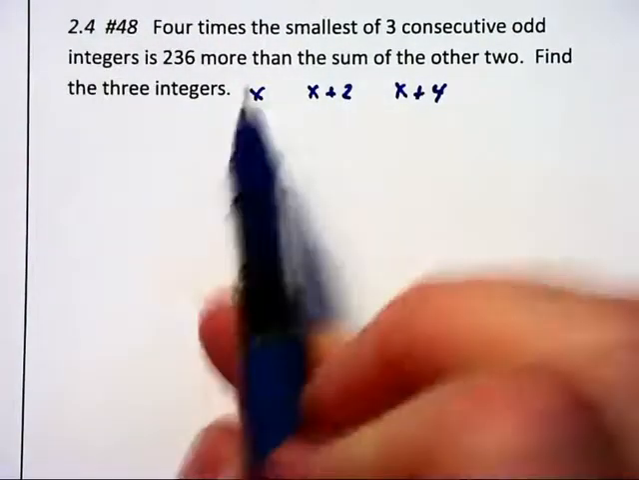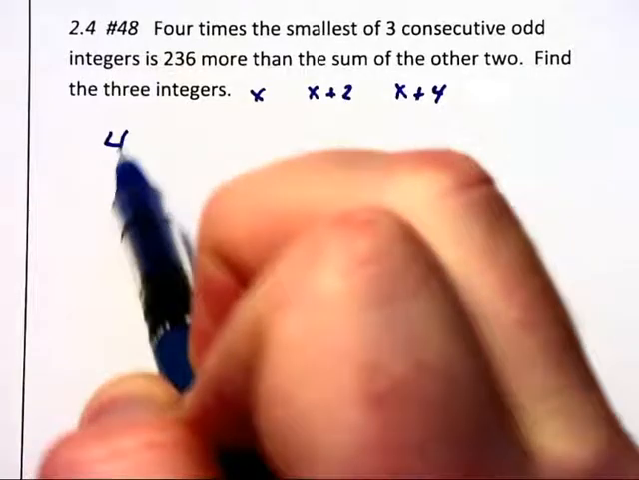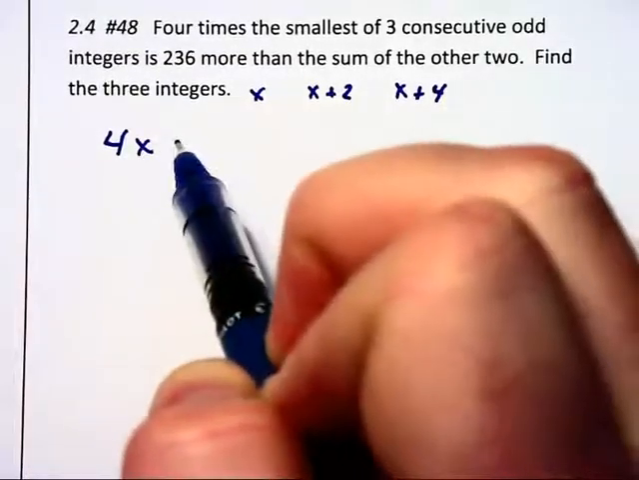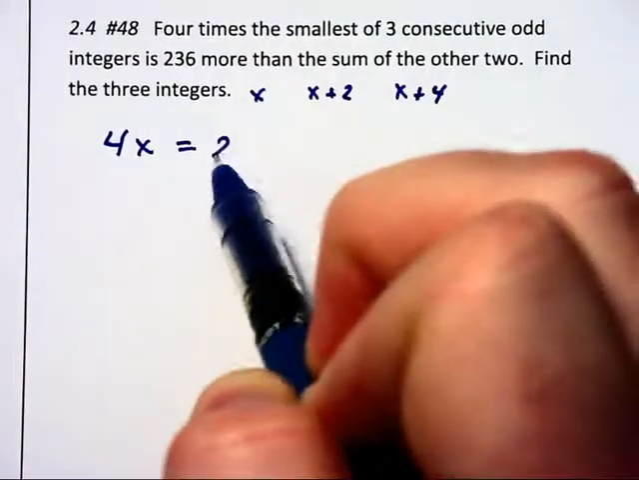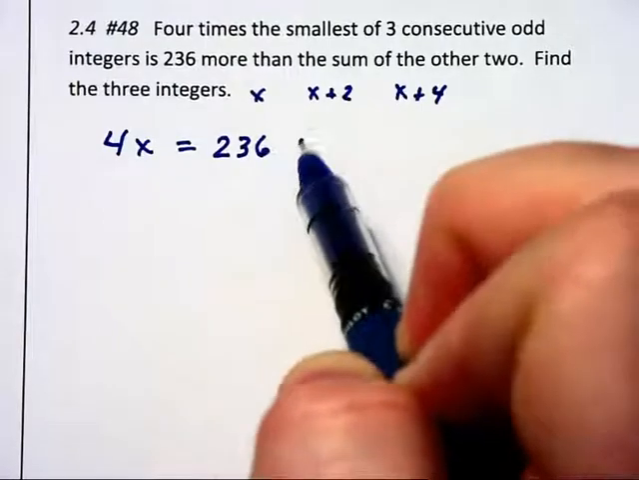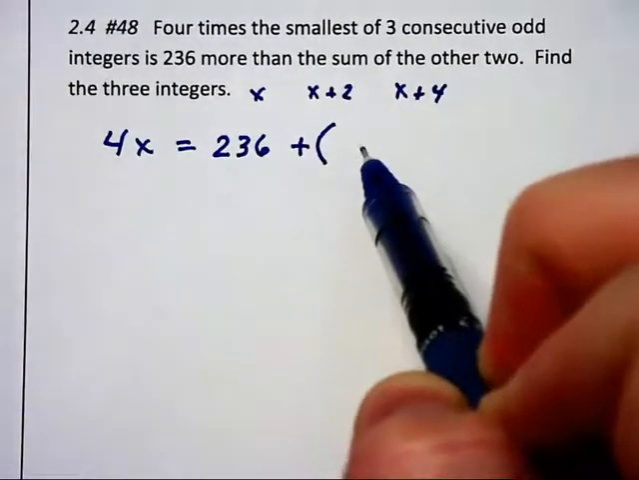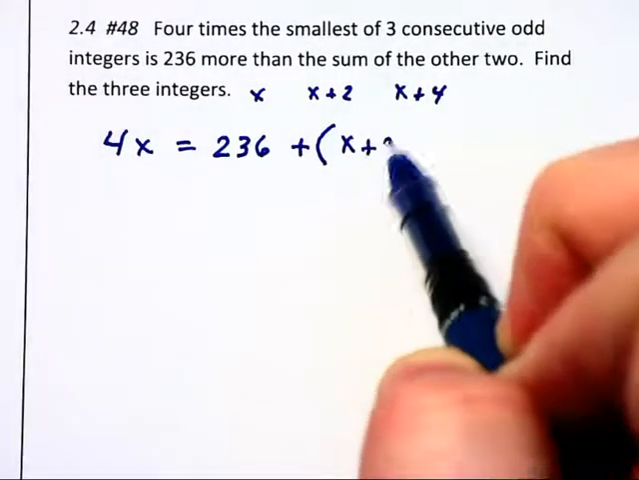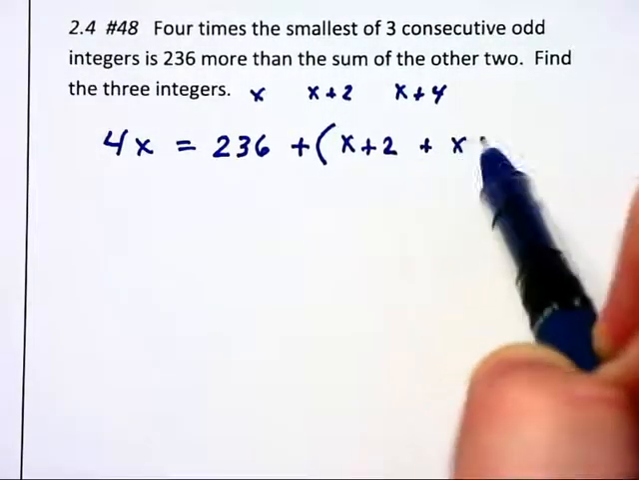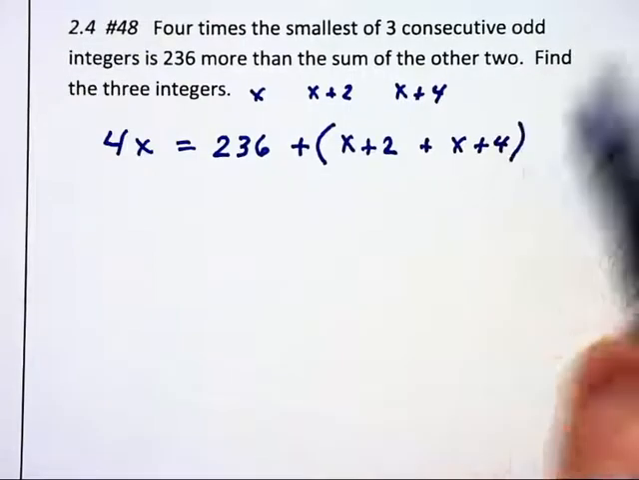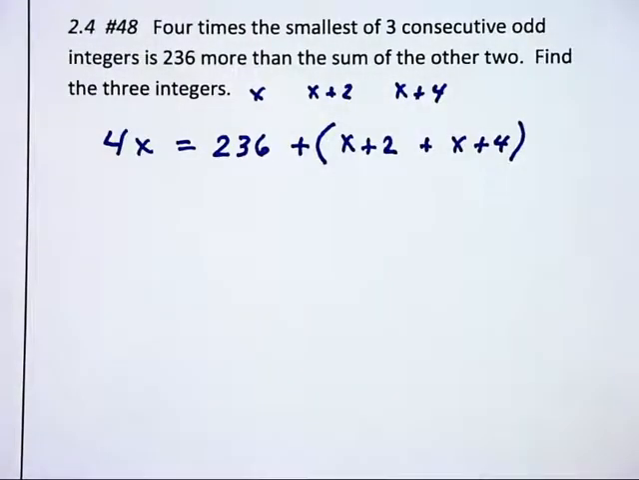4 times the smallest, that would be 4 times the x, is 236 more than the sum of the other two. Now the sum of the other two is going to be the x plus 2 plus the x plus 4. Okay, it looks like we've got a pretty good equation going there.